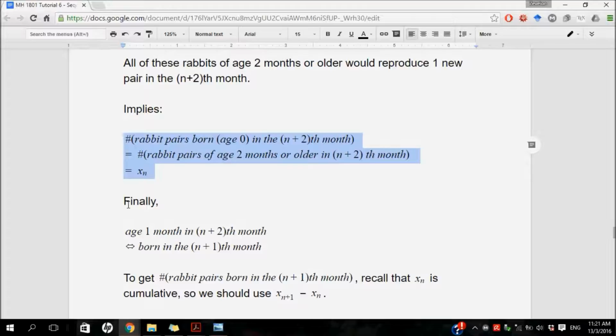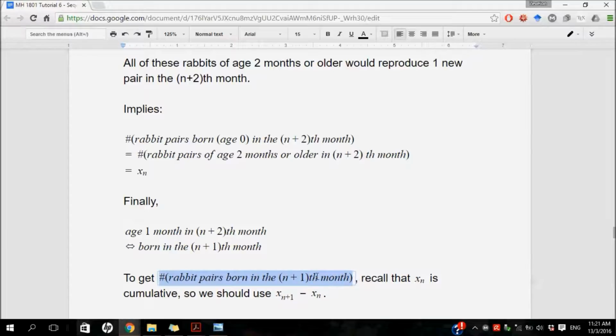Finally, we look at the last part of our decomposition, which concerns those which are of age 1 month in the n plus 2th month. Now, if they are of age 1 month in n plus 2, it would mean naturally that they would have to be born in the n plus 1th month. You would just need to backtrack to the previous month, and that would be when these rabbit pairs would be born. So we need to get the number of rabbit pairs that are born in the n plus 1th month.